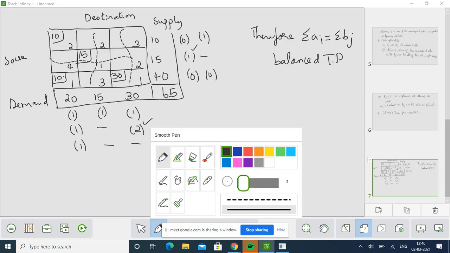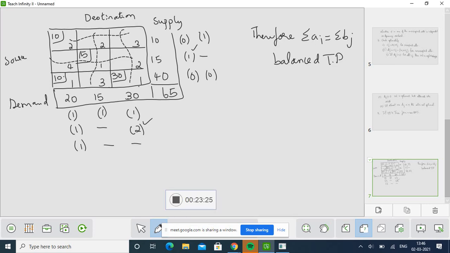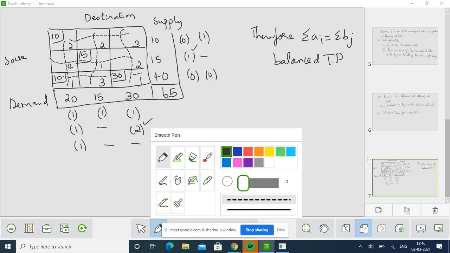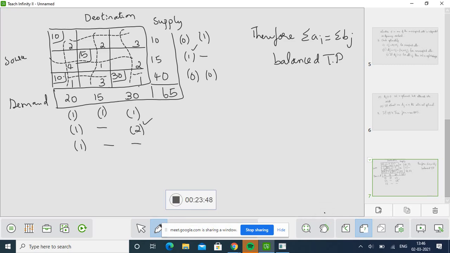Now check if you have satisfied everything. 10 plus 10, 20, here it is 10. So this row is also satisfied, this column is also satisfied. 20 plus 30 is 40, so this row is also satisfied. Hence all our allocations are properly satisfied. Yes. Now we have to check for degeneracy. How are we going to check? We have to check the number of allocations. Number of allocations is how much?